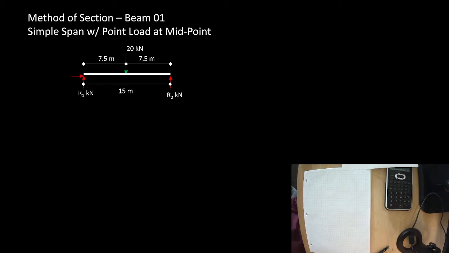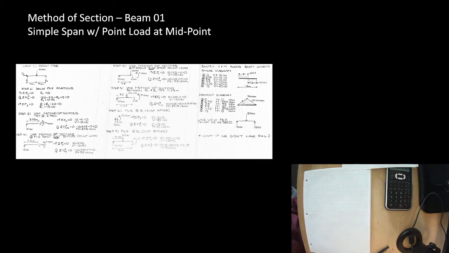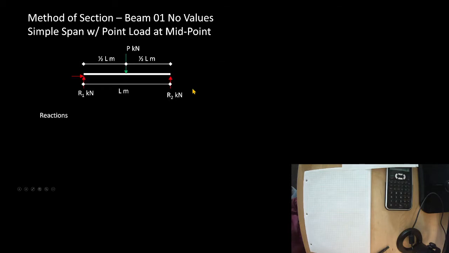So here was the problem we just solved. We went through, we found our reactions, and we solved for every point along this, and we solved for our shear diagram and our bending moment diagram. What if we didn't know what the values were?